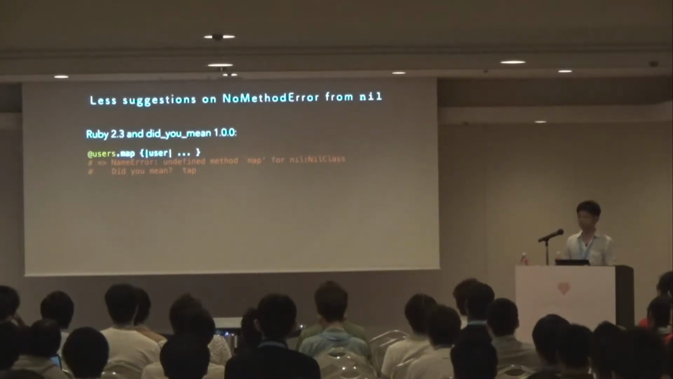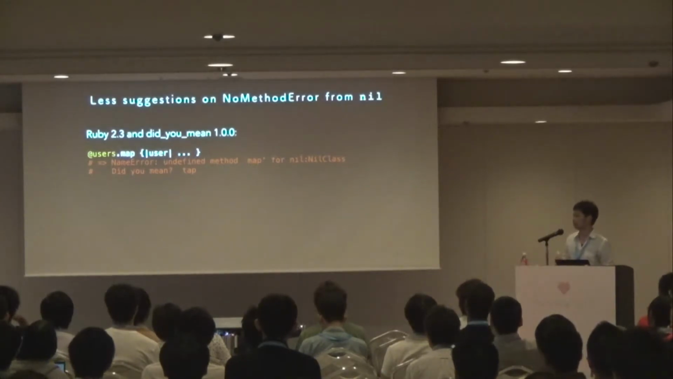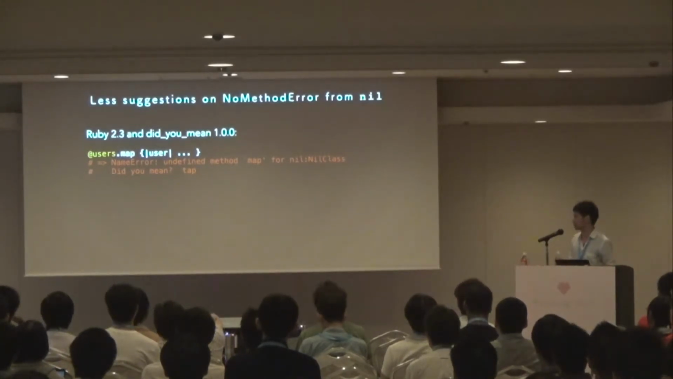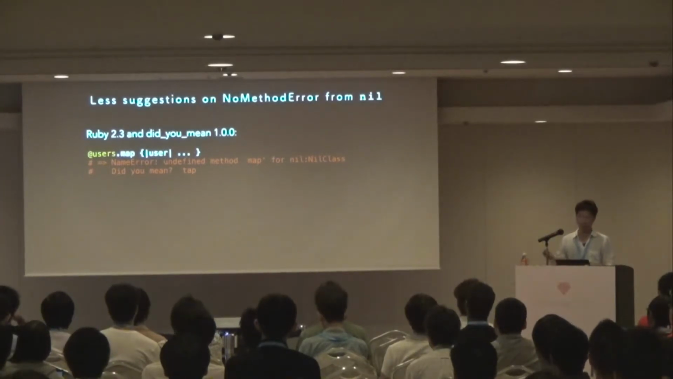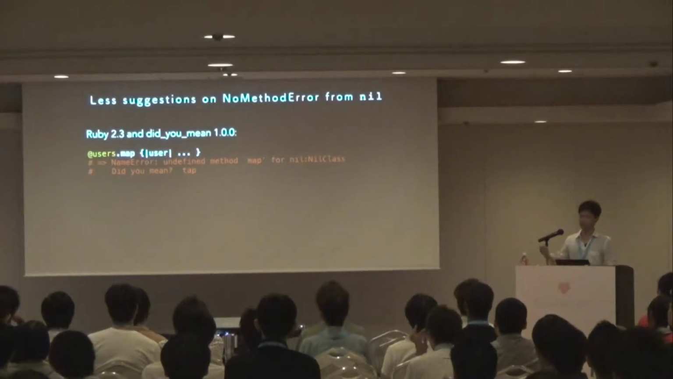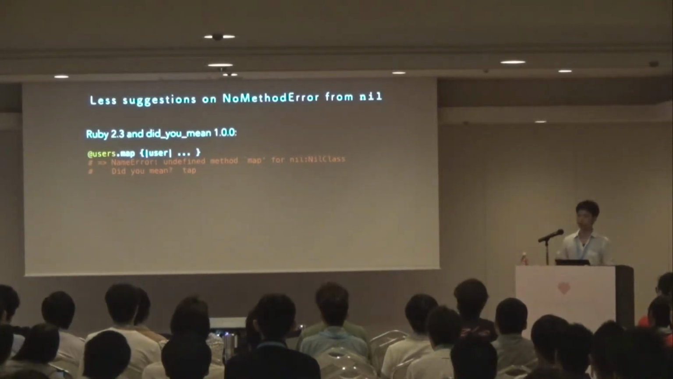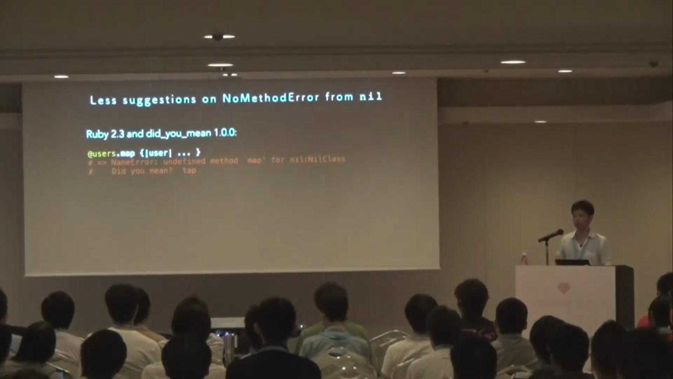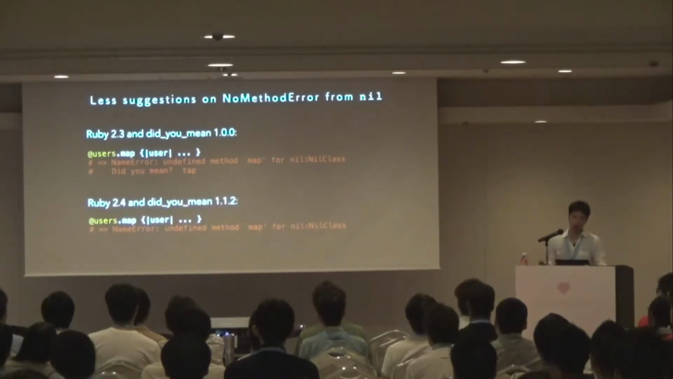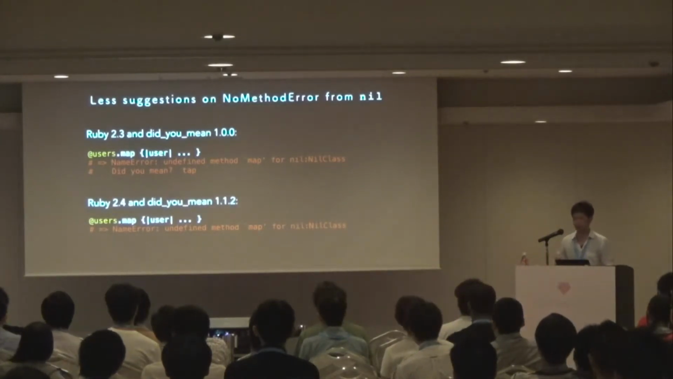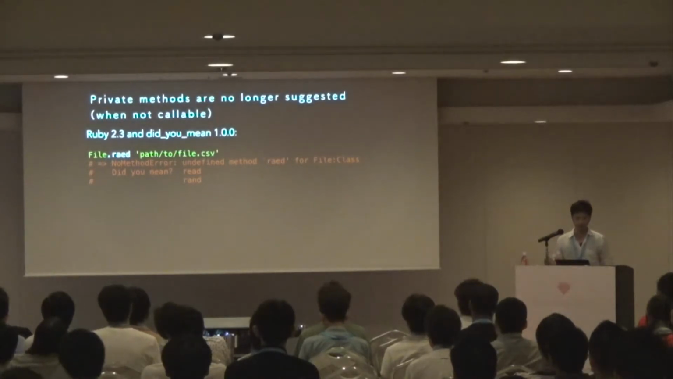Okay, so the next one. This one was also a common confusing suggestion, which is that you are trying to call a method on an instance variable, and if, let's say, the user's variable is completely empty, it is just nil. You can actually call a method on nil, and in that case, Ruby tries to call the method and says, hey, map doesn't exist on nil. Did you mean tap? This also makes no sense. So I just decided to not show any suggestions if the receiver is nil.